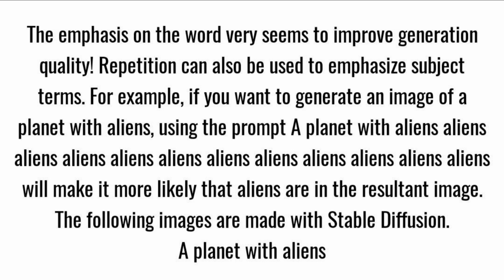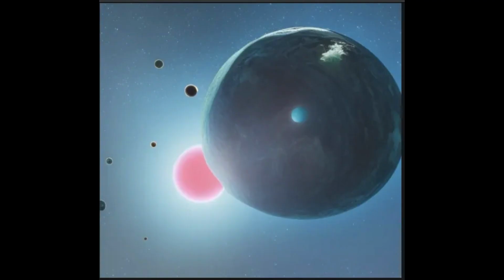Repetition can also be used to emphasize subject terms. For example, if you want to generate an image of a planet with aliens, using the prompt "a planet with aliens aliens aliens aliens aliens" will make it more likely that aliens are in the resultant image. The following images are made with Stable Diffusion.